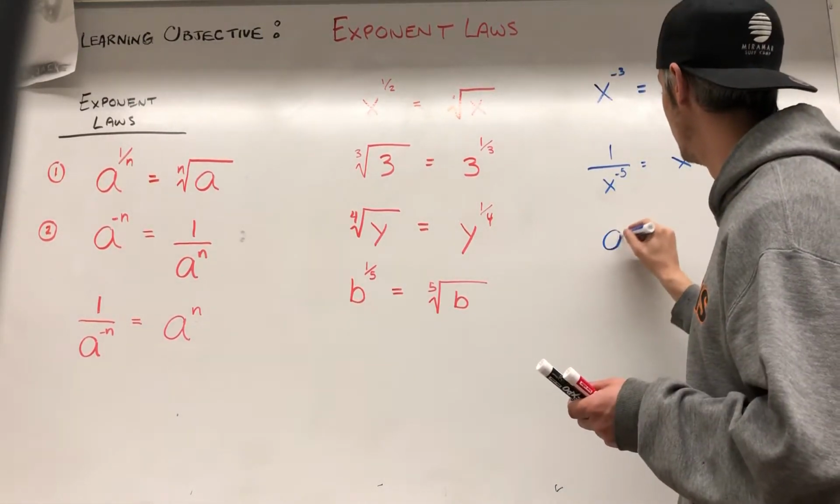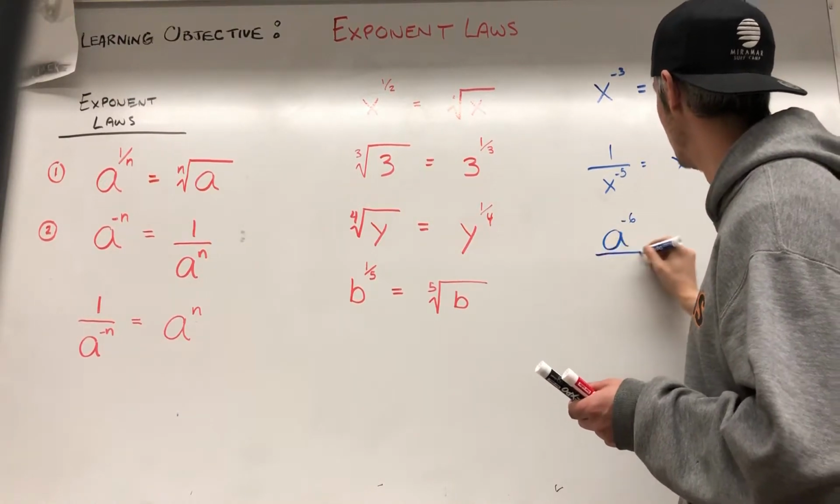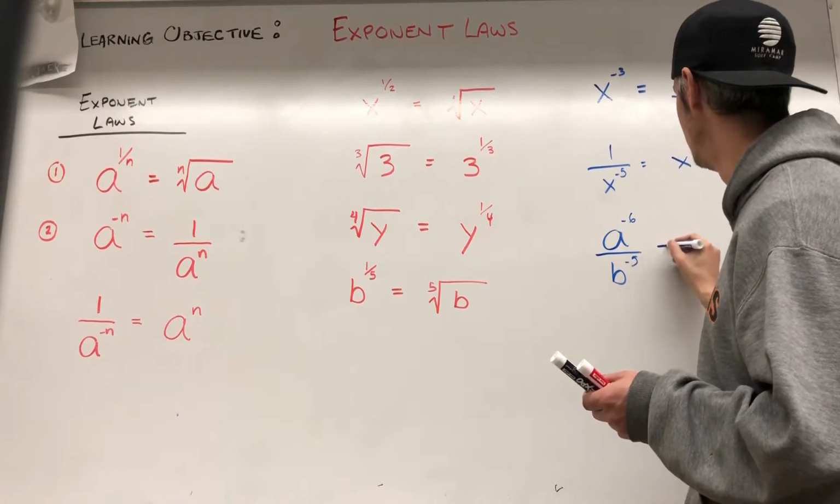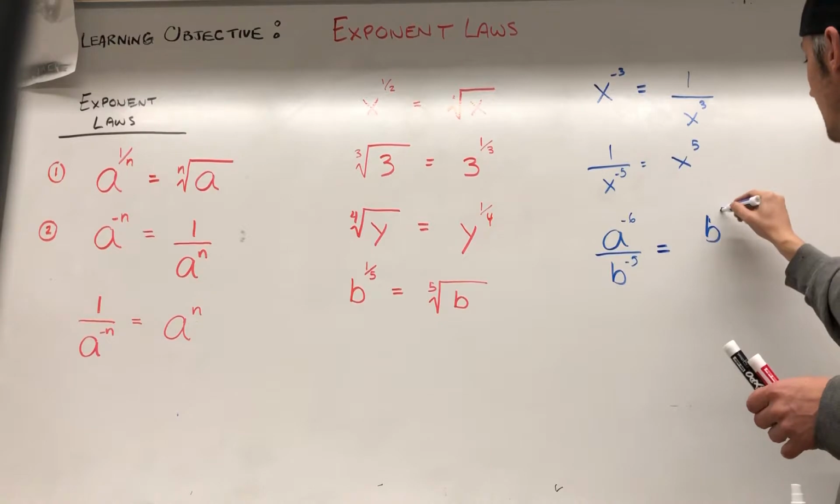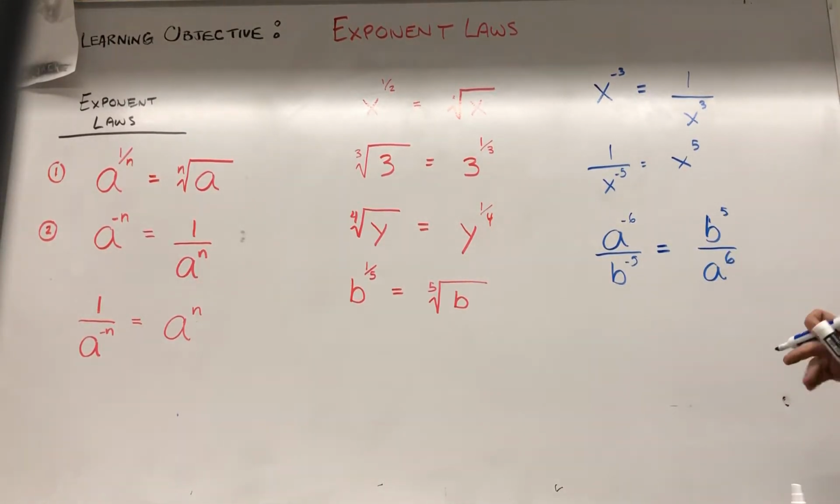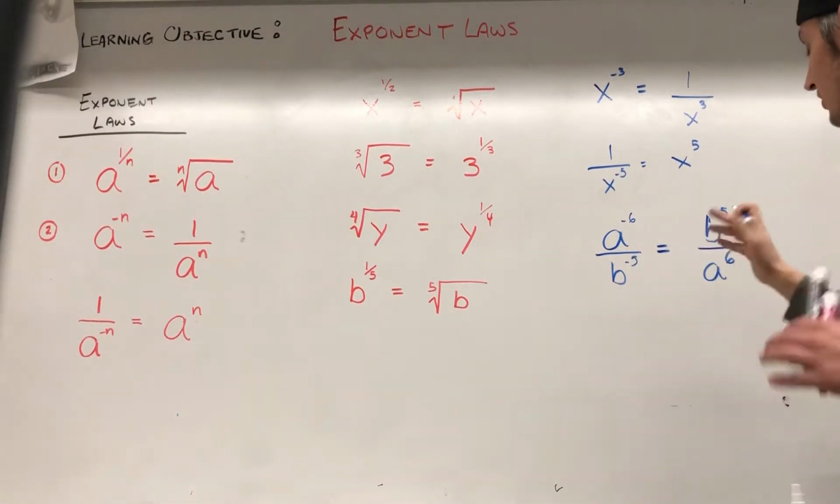This also works with situations like this. If I had a to the negative 6 over b to the negative 5, for example, well, in this case, we're just going to get a little fliporama. We're going to get b to the power of positive 5 over a to the power of positive 6. As long as there's no addition signs in here, and everything's being multiplied by each other, we can do this.